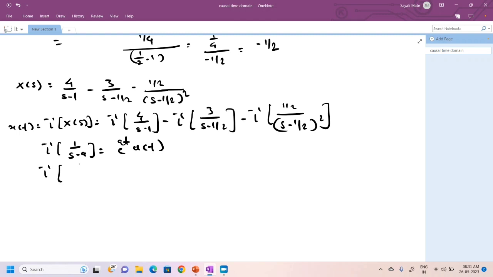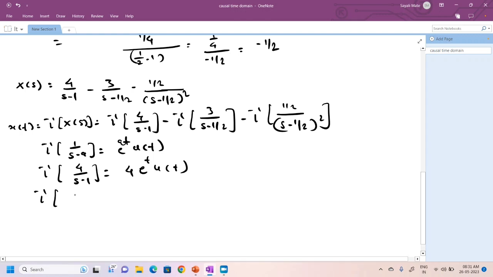Therefore, Laplace inverse of 4 upon s minus 1 is equal to 4. Here a value is 1. So e raised to t into u of t. Then for the second term also we are using the same equation. So Laplace inverse of 3 divided by s minus half is equal to 3 into e raised to, here value of a is 1 by 2, so 1 by 2 t into u of t. So this is the second term, but only for this third term there is a square.